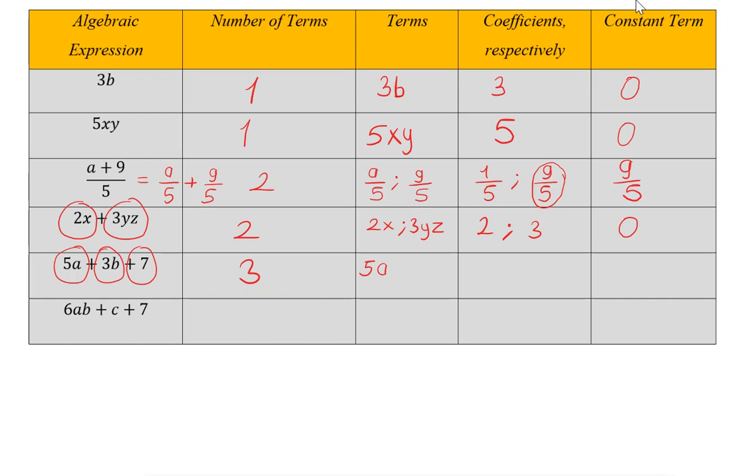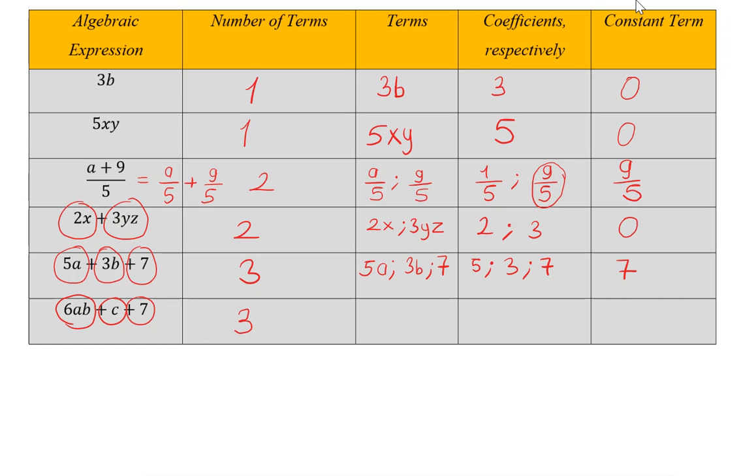And this one, I can see that there are 3 terms here. The terms are 5a, 3b and 7. What about coefficients? 5, 3, and 7. What about the constant? The constant here is 7 because this term is free from the variable.